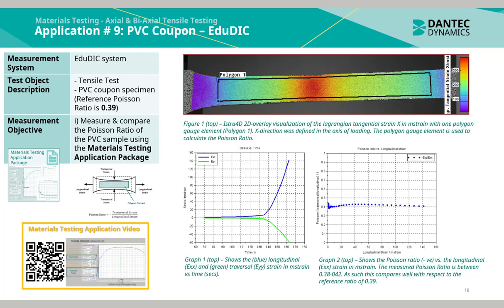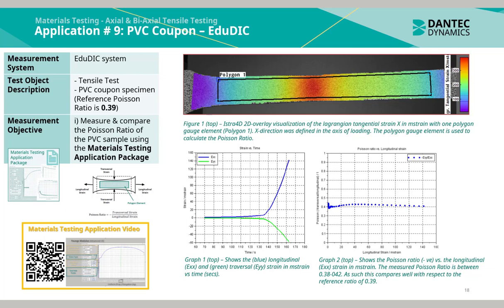In Figure 1 to the top, we see the ISTA4D 2D overlay visualization of the Lagrangian tangential strain in the x direction in millistrain, with one polygon gauge element. The x direction was defined in the axis of loading. The polygon gauge element is used to calculate the Poisson ratio.